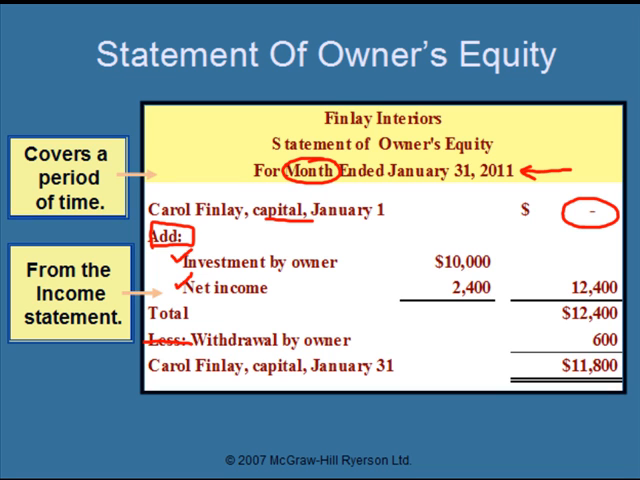Remember, that's when the owner takes money out of the company for personal purposes. The other thing that makes the value of the company go down is a net loss. And of course, you can't have a net income and a net loss in the same period of time.